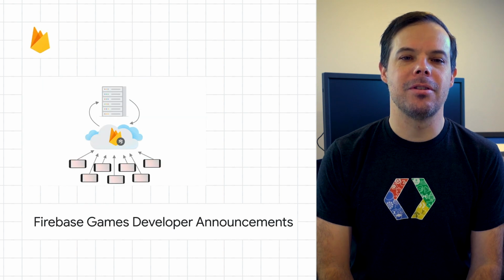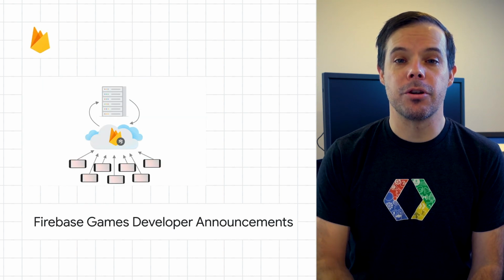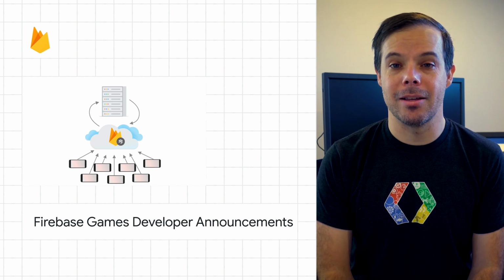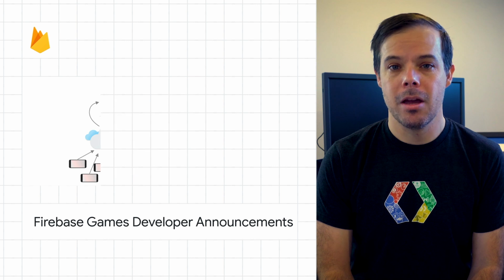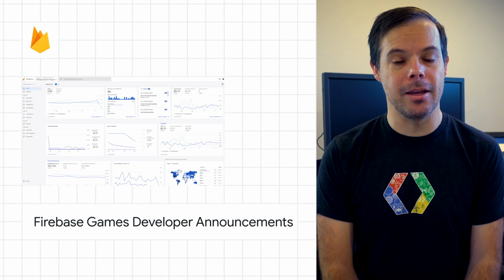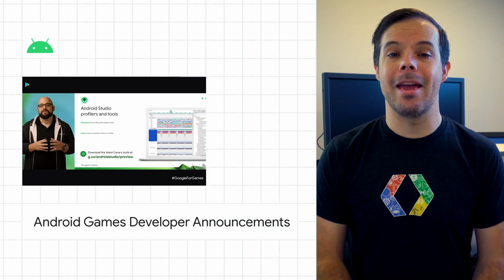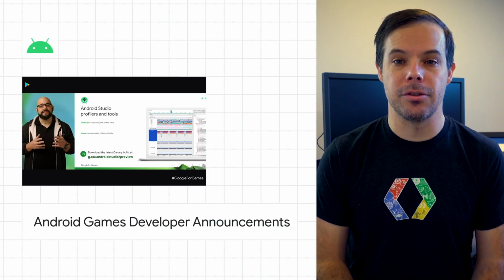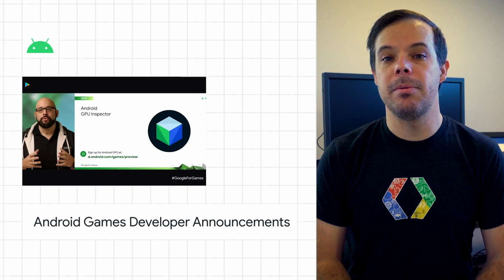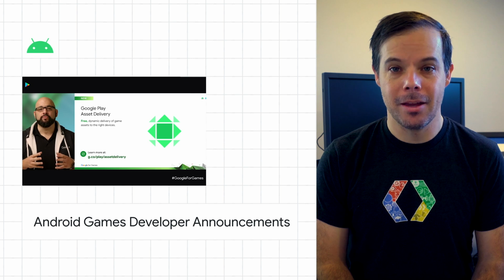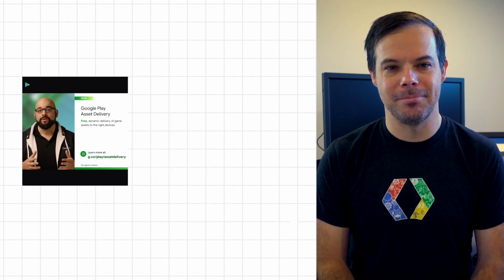Now, that content includes several announcements from Firebase, which are rounded up on this post. They include alpha versions of our Cloud Firestore SDKs for C++ and Unity, improved package management in Unity, and new analytics reports. And of course, there were also some Android and Play announcements, including Android Studio Profilers, the Android GPU Inspector, Google Play Asset Delivery, and much more. Check out this post for that roundup.